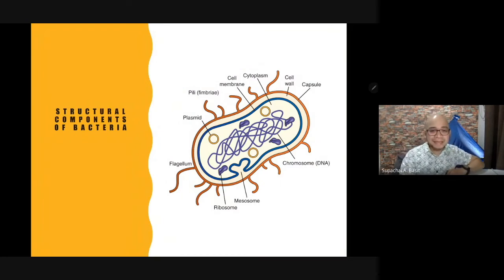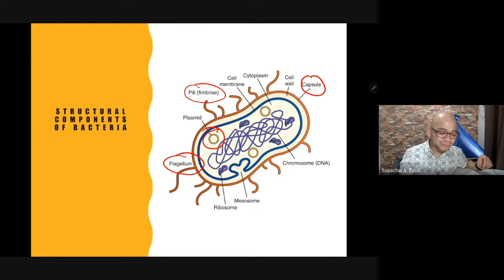Again, as a review of your bacteriology, these are some of the structural components of the bacteria. I did mention a while ago, capsule can prevent phagocytosis. Pili is important for conjugation. Flagella would be important for motility. And plasmid is an extrachromosomal circular DNA. It may contain genes that could encode, for example, antibiotic resistance. So these are some of the structural components of the bacteria.